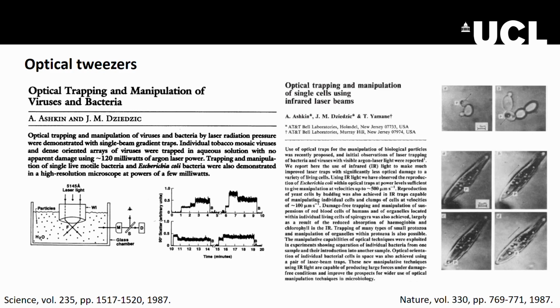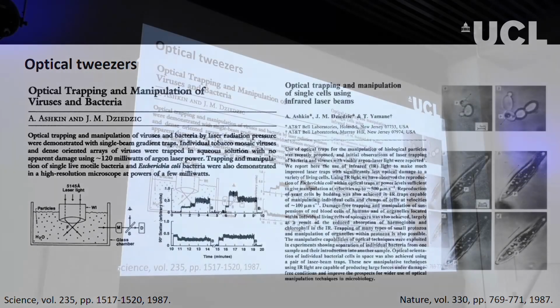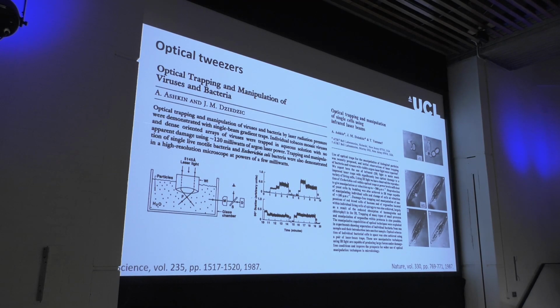The first one: viruses and bacteria. So, tobacco mosaic virus, first of all. This is his setup. This graph here, these little steps, is measured light being scattered by what's in the optical tweezers, and the little steps correspond to individual virus particles entering the trap. He also trapped bacteria, E. coli bacteria.